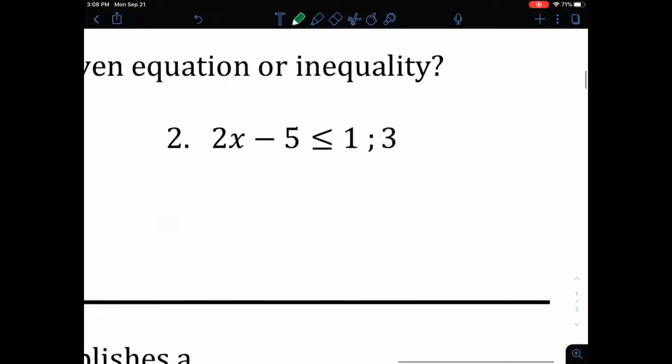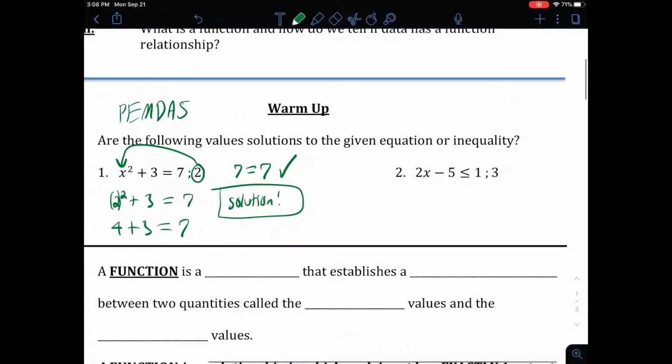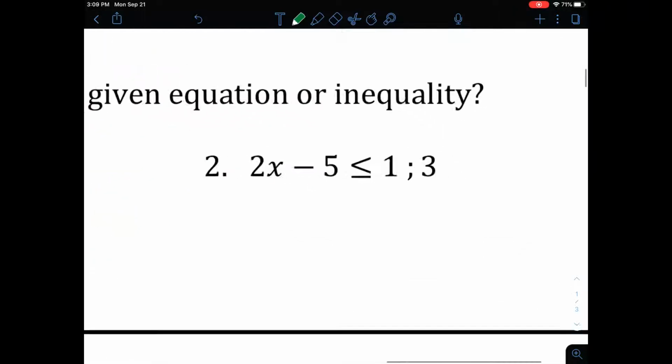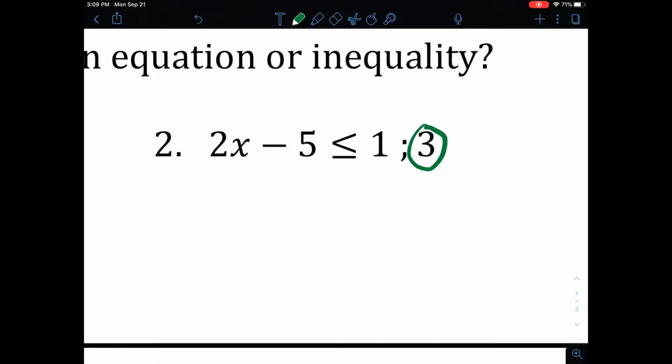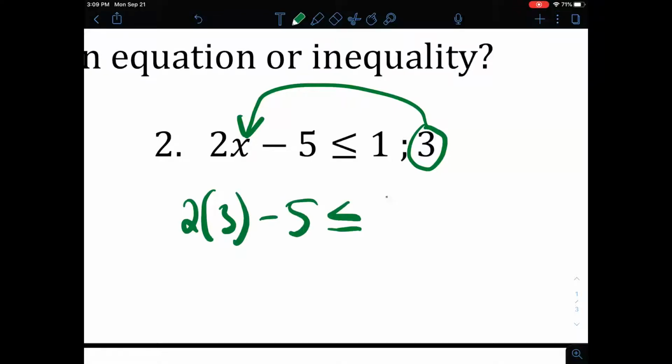All right, next one. 2x minus 5. Actually, I'll give you a second to write that down. Sorry. 2x minus 5 is less than or equal to 1, and our value we're plugging in is 3. We're going to replace this x with the 3. So we have 2 times 3 minus 5 is less than or equal to 1.